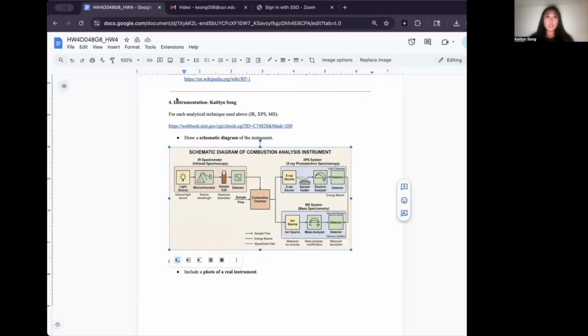Hi, my name is Caitlin, and I'm going to talk about sections 4 and 5. We'll look at the instrumentation behind the three analytical techniques we use to analyze these rocket fuels and their combustion: IR, XPS, and mass spectrometry.